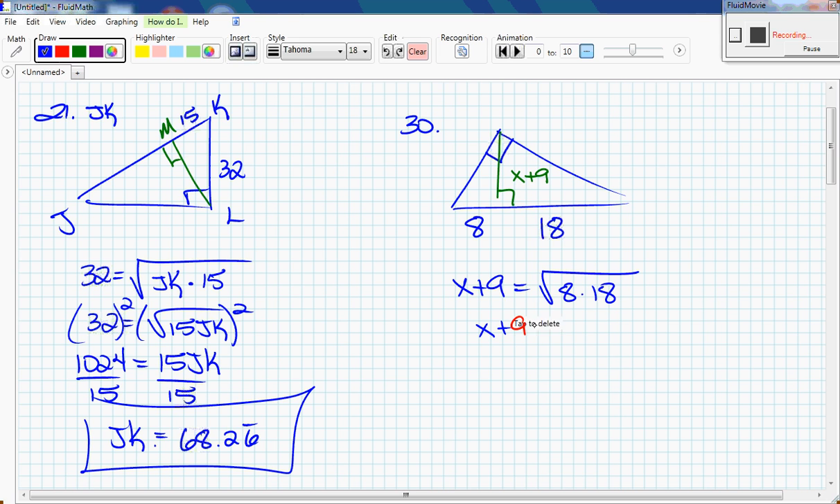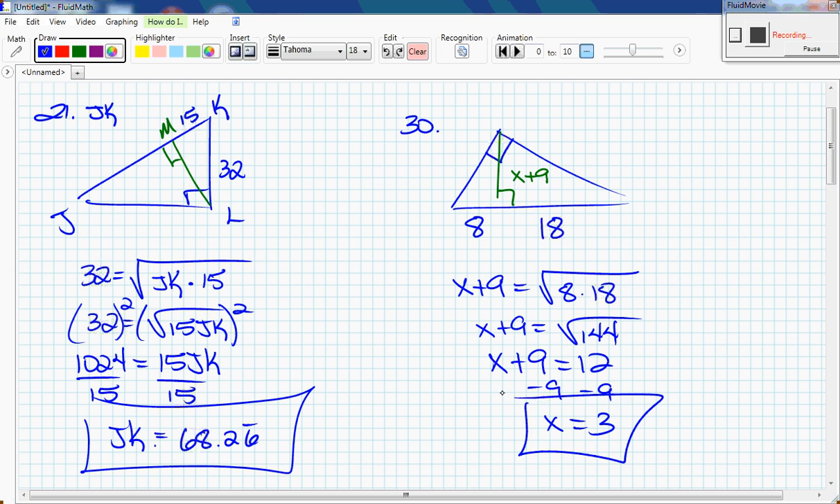So x plus 9 equals the square root of 144. So x plus 9 equals 12. Subtract 9 from each side, and x is equal to 3. And that is how you solve questions 21 and 30 from the geometry.